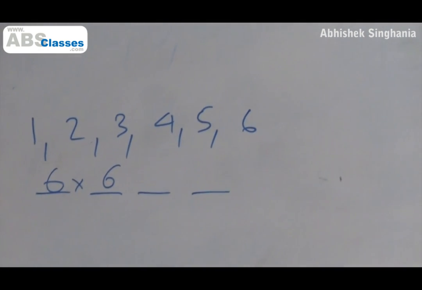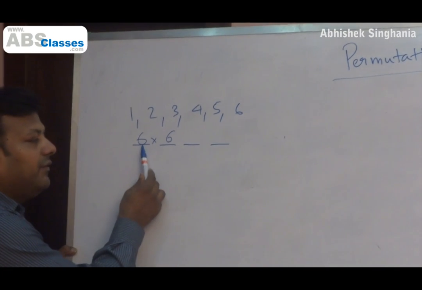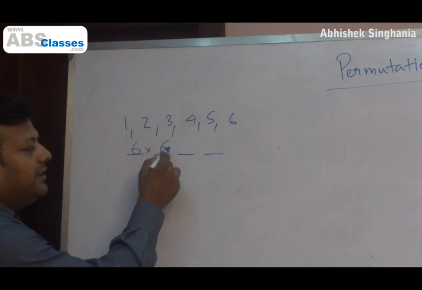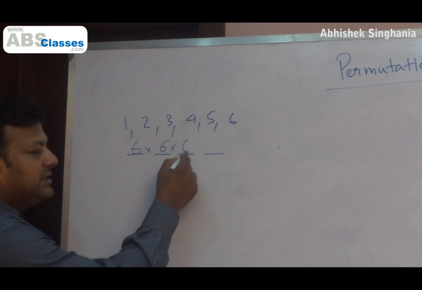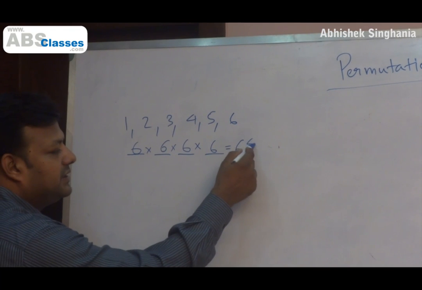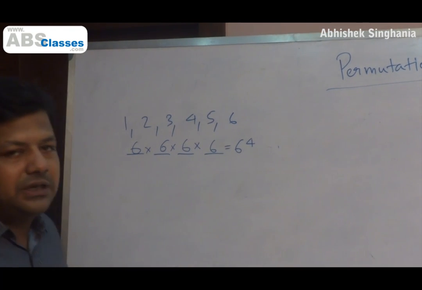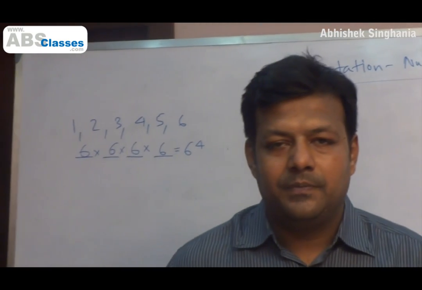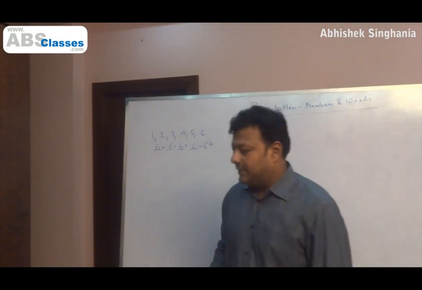And why is that so? Because the digit which has come in the first place can again come in the second place. How many of them are eligible to come in the third place? 6. Fourth place? 6. Therefore the answer is 6 to the power 4. How many 4-digit numbers can you form from these 6 digits? 6 to the power 4. Alright, we understand this? Okay.